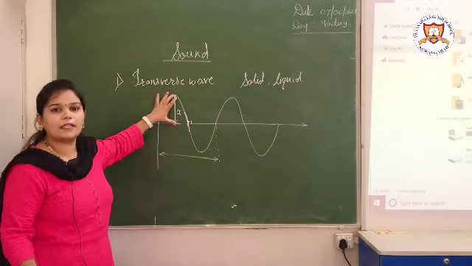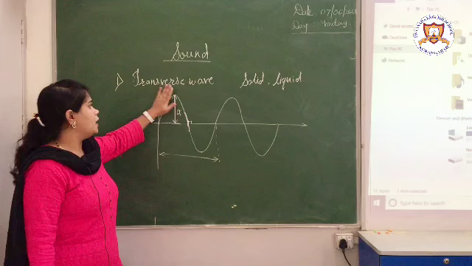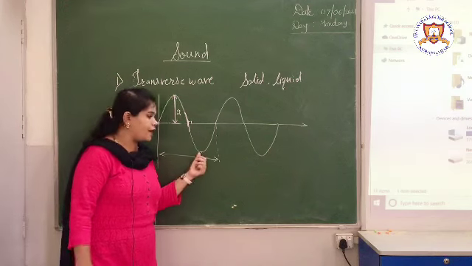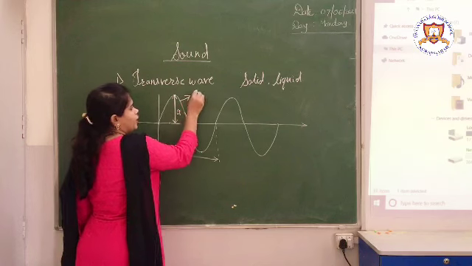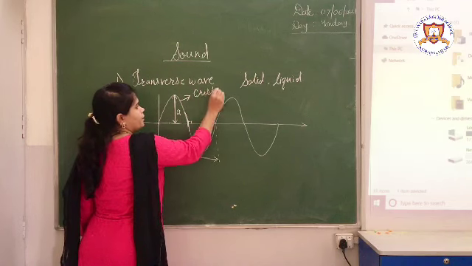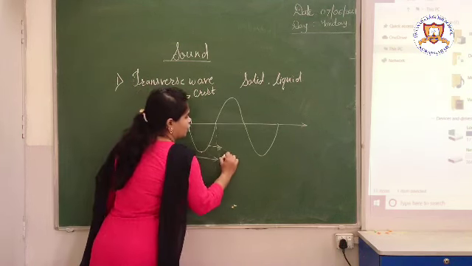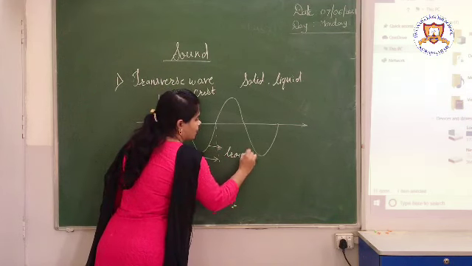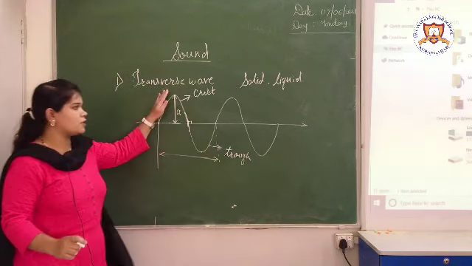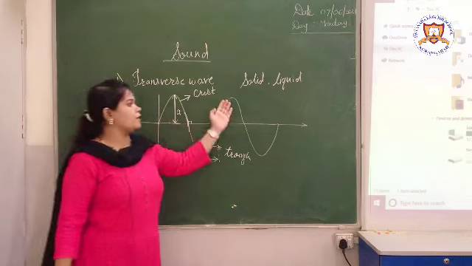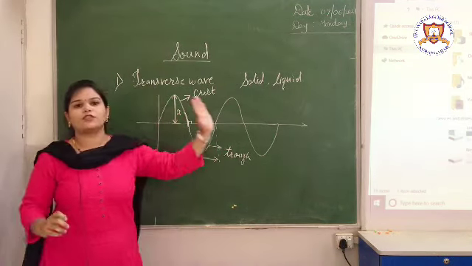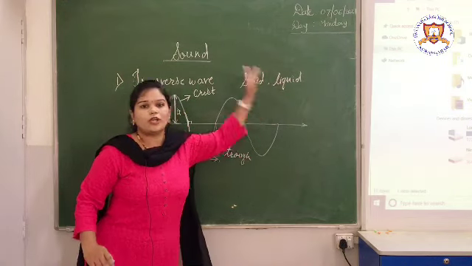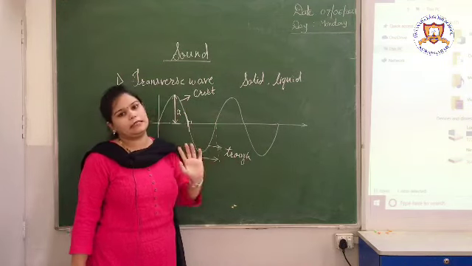One portion where the higher density of the medium is reached, the higher peak point, we call a crest, and then the lower density portion, the lower one, we call a trough. So one crest, one trough, again crest, trough. This goes on as the wave travels in solid and liquid. Transverse waves do not travel in a gaseous medium.